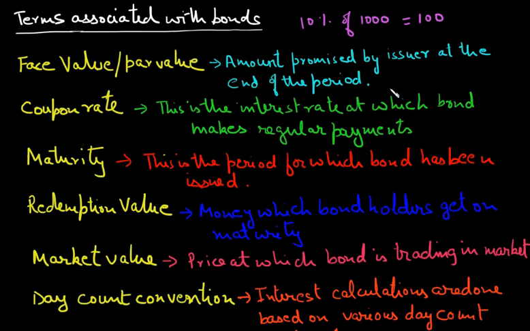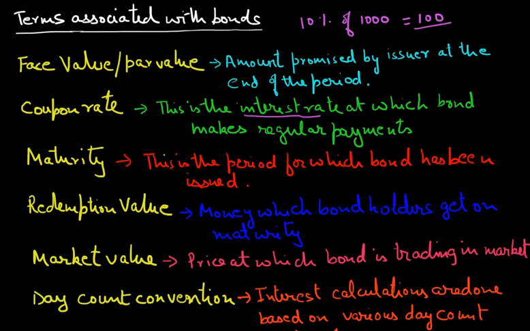So not only will company X pay 1,000 rupees at the end of the 3-year period, it will also make a series of payments of rupees 100 every year. This payment of rupees 100 is called the coupon payment, and the rate at which they give this coupon payment is called the coupon rate. So this is the interest rate. In the exam, if you are ever given a question where you have to calculate a coupon payment, all you have to do is multiply the coupon rate with the face value or the par value of the bond to get the coupon payment.